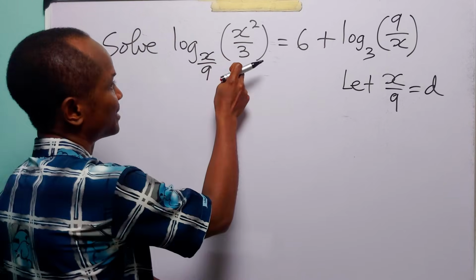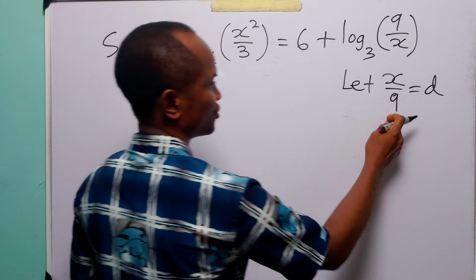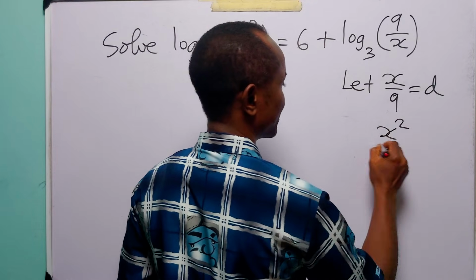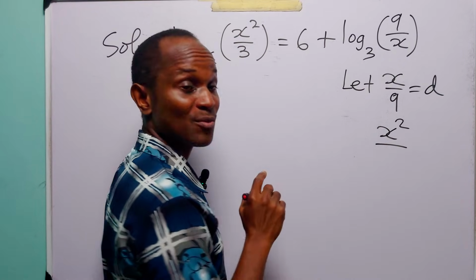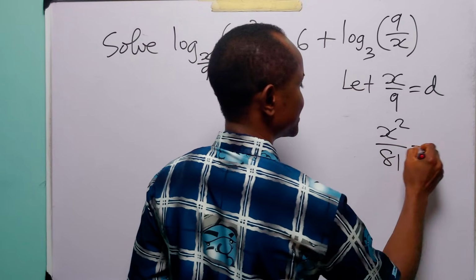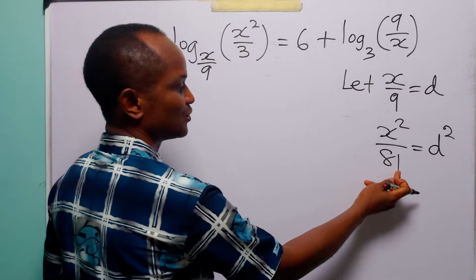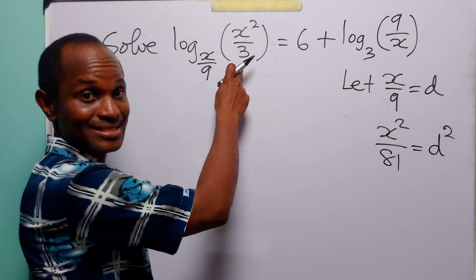Now, the next problem is this. Of course, you know that when we square both sides of this equation, we have that x squared over 9 squared, which is 81, is equal to d squared. So the question is, what do we do to this to get this?